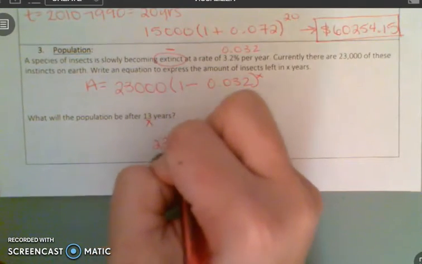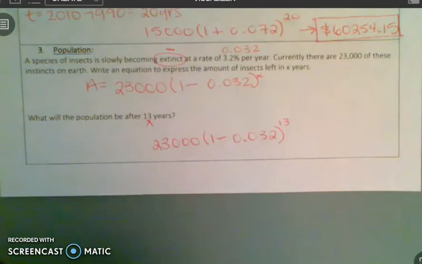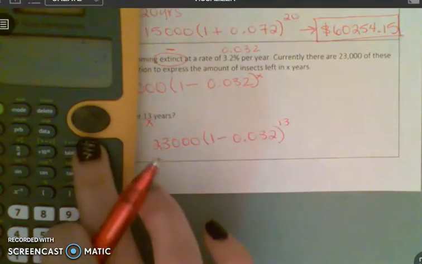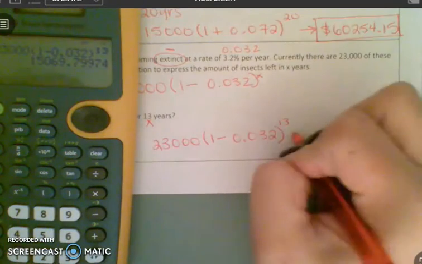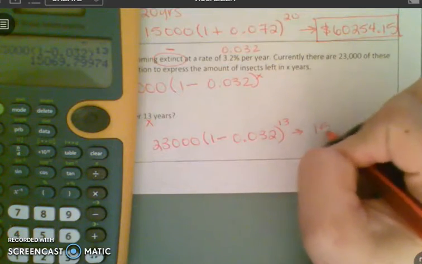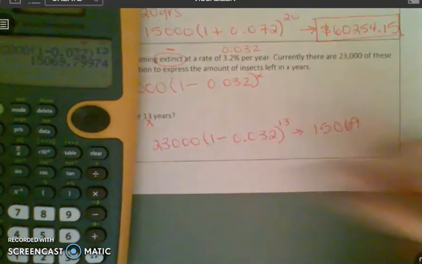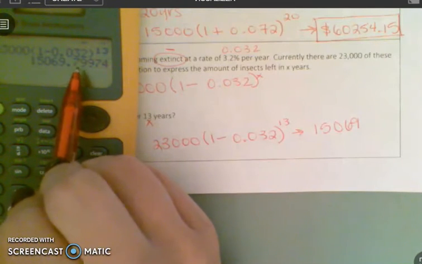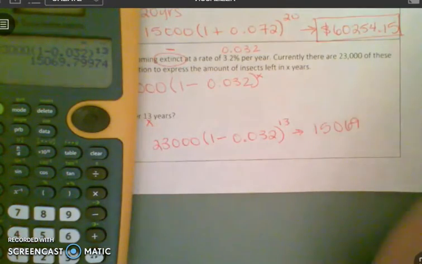So you should have 23,000 times (1 minus 0.032) to the 13th power, and go ahead and type that into your calculator and see what you get. So I got 15,069 approximately. So this is equal to 15,069. I'm not keeping this decimal on here because they're insects, you can't round up for an insect. You have to just truncate. So just 15,069 insects.